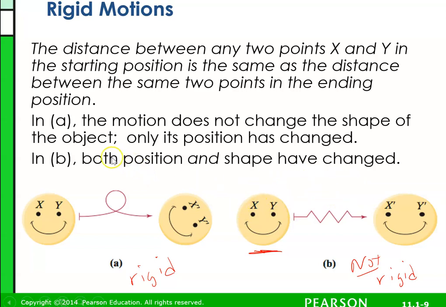Okay, so in B, it says both position and shape have changed. In A, the motion does not change the shape. It only changed the position. So again, that's a nice summary of what the rigid motion would be.